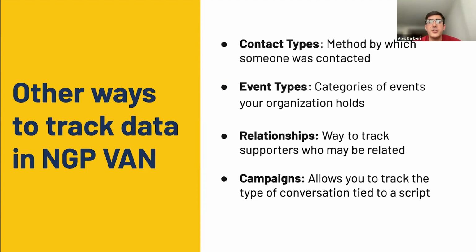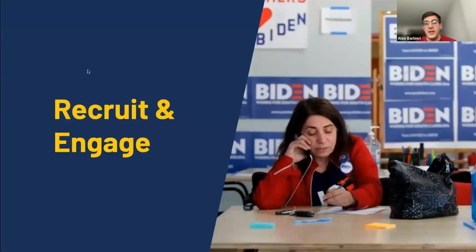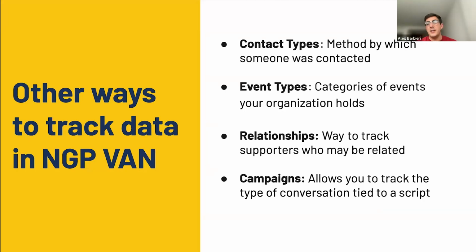And then the last one, which is also not very well known but I actually really love, is the campaigns and contents feature, which basically allows you, whenever you create a script in NGP Van for a phone bank, to attach what's called a campaign to it that says this campaign is a volunteer recruitment campaign, or it is a voter contact campaign.